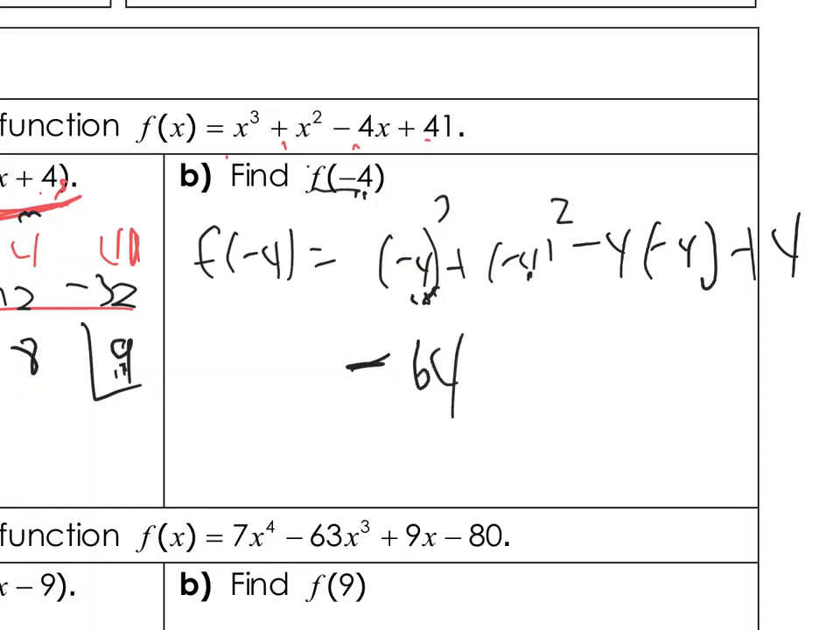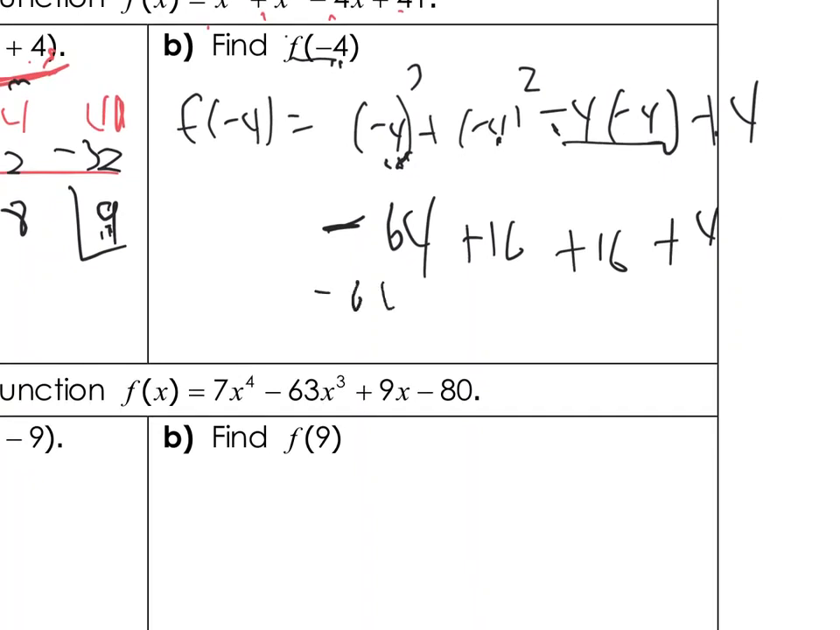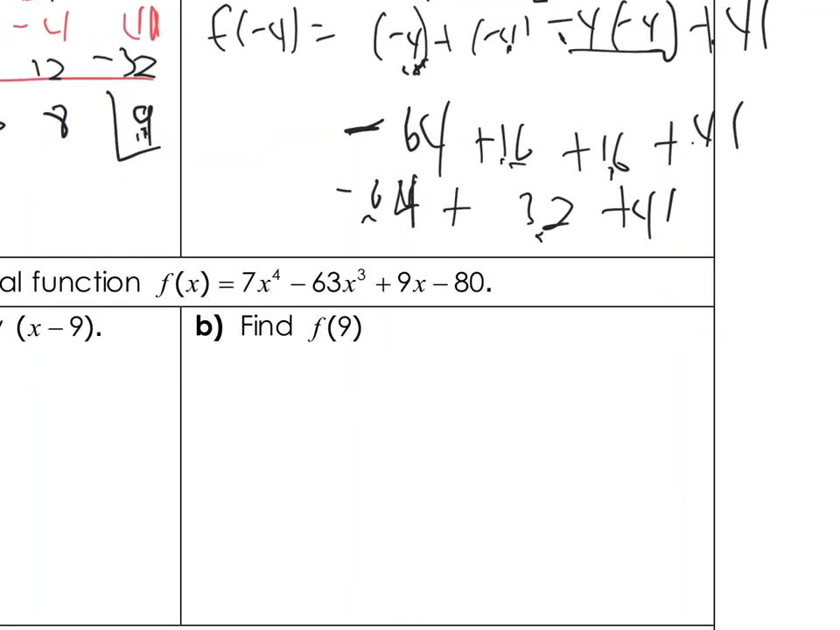And then negative 4 squared is 16. 16 plus 16. And negative 4 times negative 4 is another 16, and a plus 41. So I'm looking at a negative 64. Let me add up all the positives. Plus 41. Why do I keep losing that 1? I don't know. So I'll keep the negative 64. It's the only one that's negative. 16 plus 16 is 32, still plus the 41. Now I think I can do negative 64 plus 32. How much is that? Negative 32. Negative 32 plus the 41 is how much?